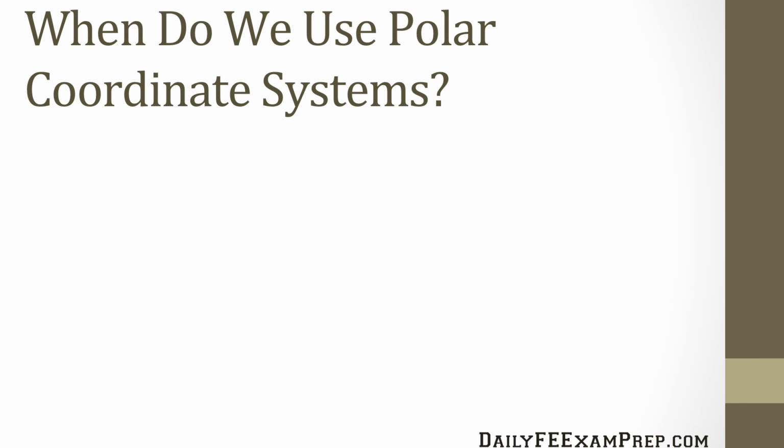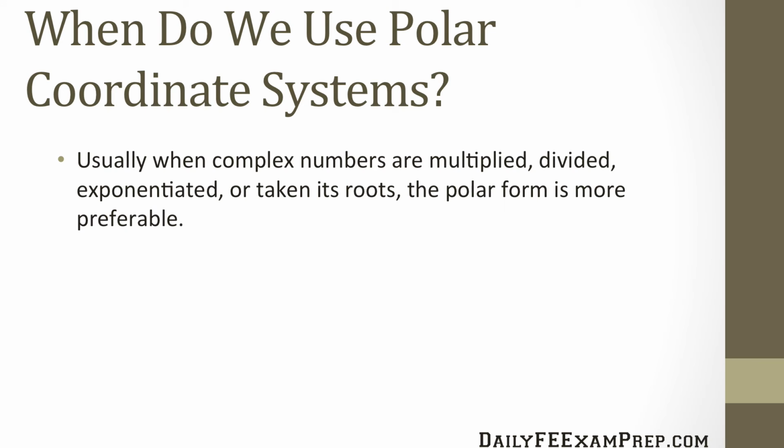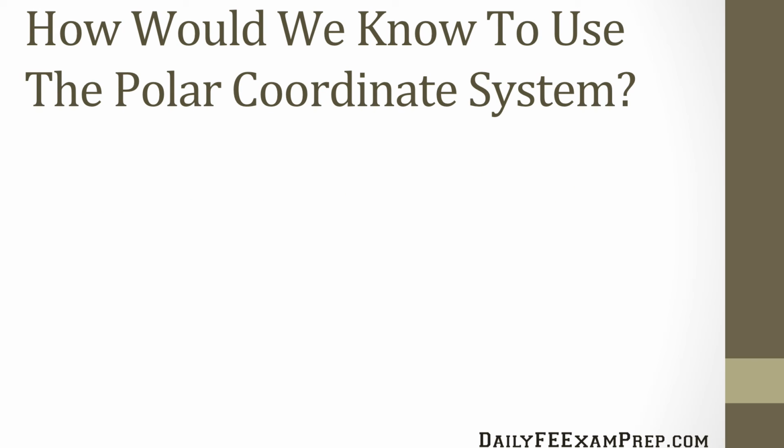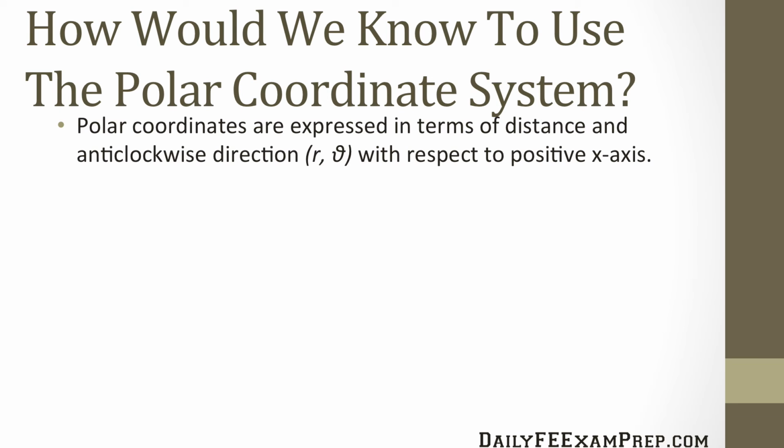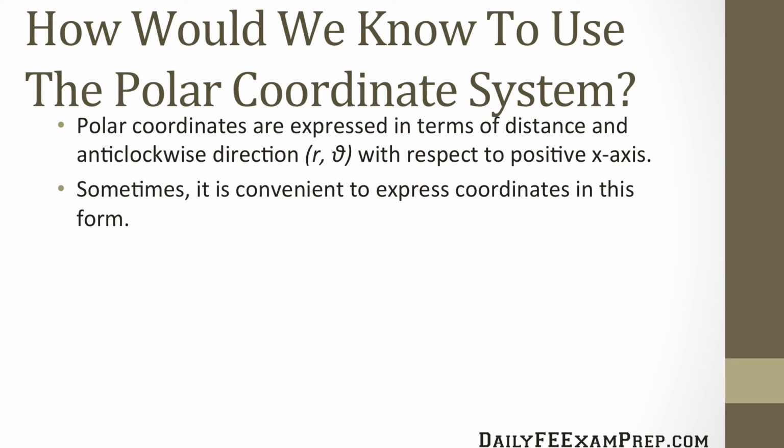So when do we use polar coordinate systems? Well, usually when complex numbers are multiplied, divided, exponentiated, or have taken its roots, the polar form is more preferable. Now, how would we know when to use the polar coordinate system? Well, polar coordinates are expressed in terms of distance r and anti-clockwise direction, angle theta, with respect to the positive axes. Sometimes it's convenient to express coordinates in this form.